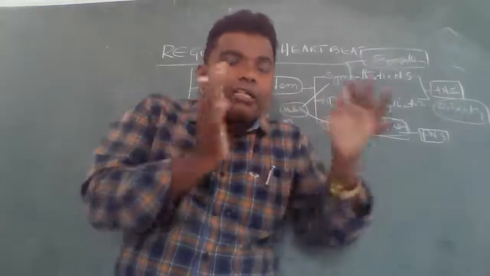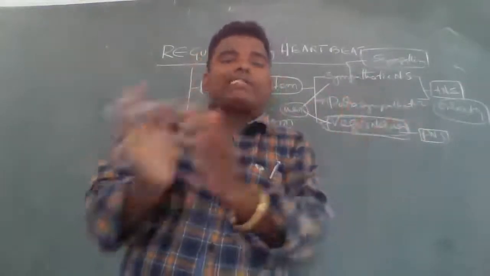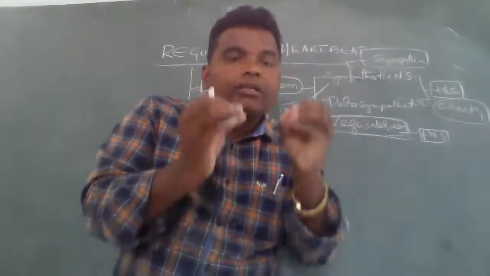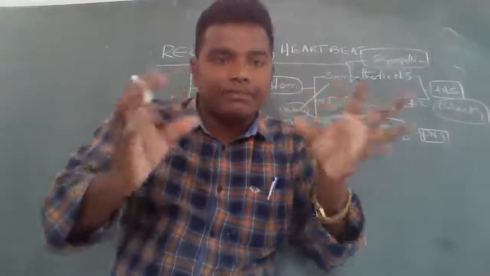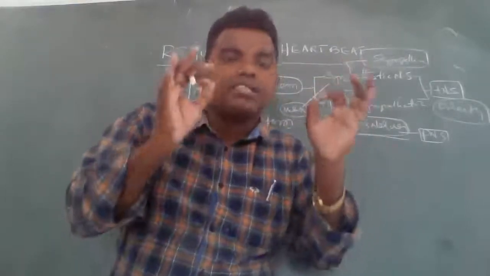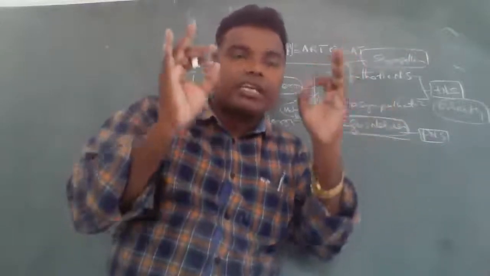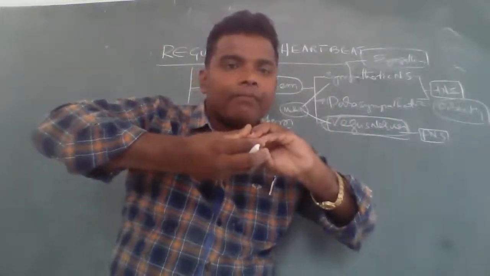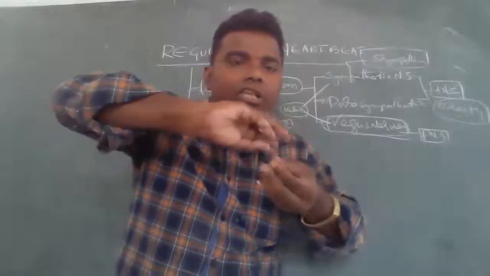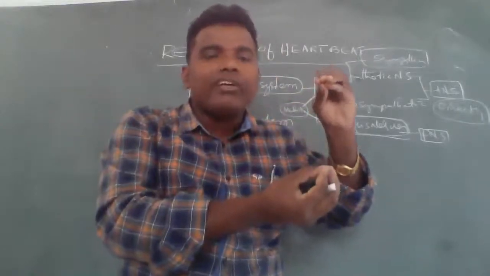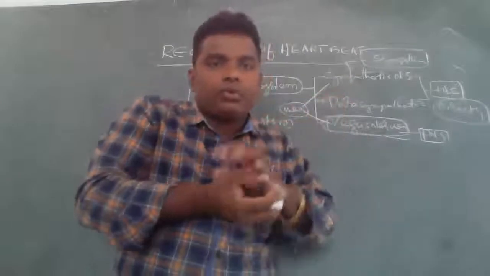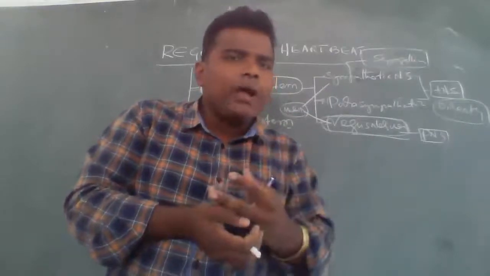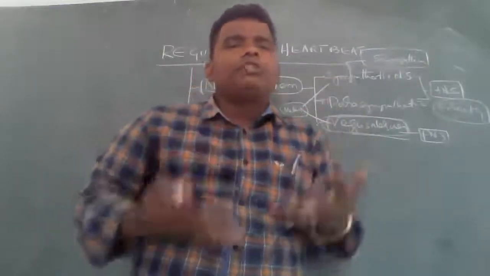Sympathin is not a hormone. Sympathin is a neurotransmitter, secreted from the sympathetic nervous system, or sympathetic neuron. This sympathin stimulates the medulla oblongata, nerve impulses are generated, and the vagus nerve receives those nerve impulses and sends them to the heart. So the heartbeat rises.